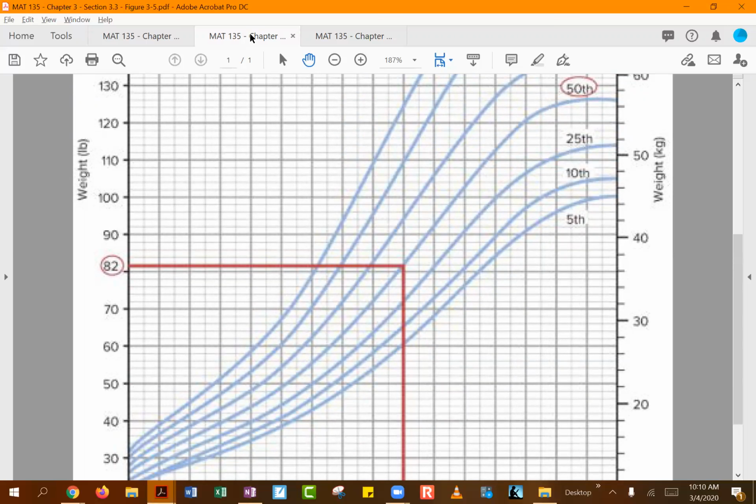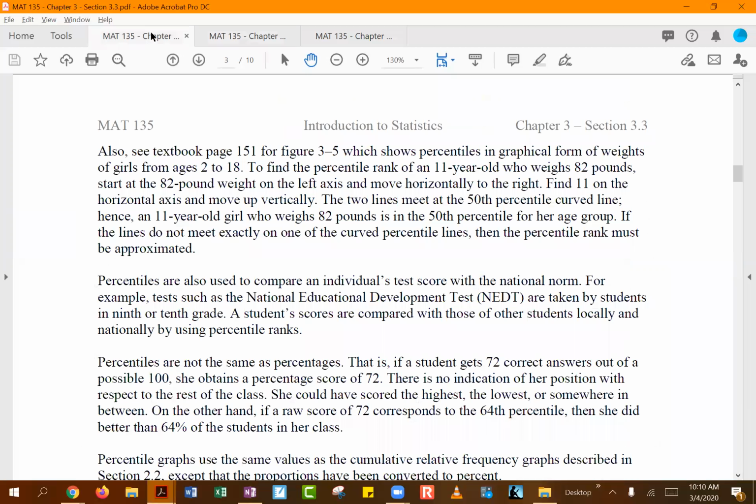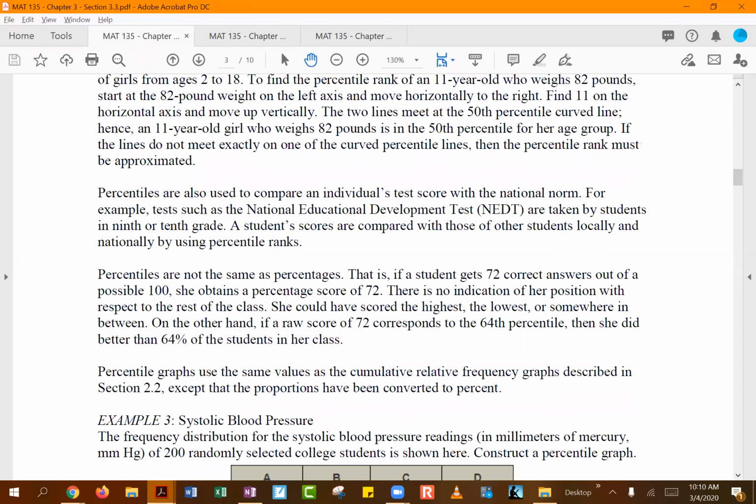So yeah, I'm not a big fan of these, but obviously you should know this is something they will use to come up with these percentile graphs. So that's the example they're going with. You basically take those vertical and horizontal lines and see where they meet, and you will be able to see where they go.